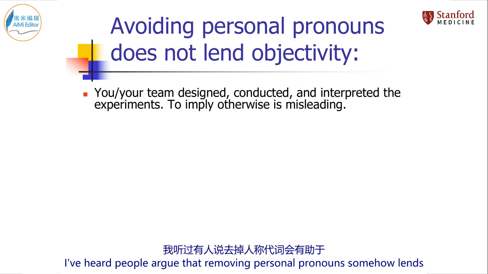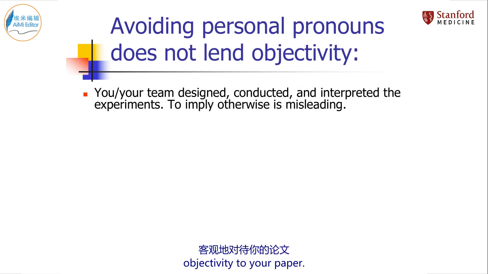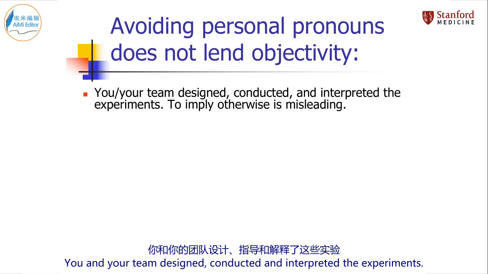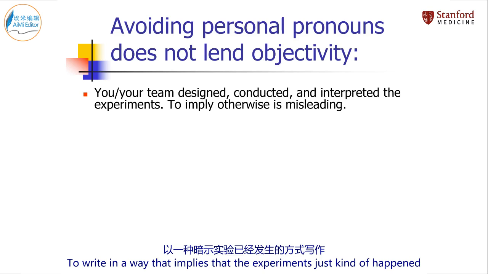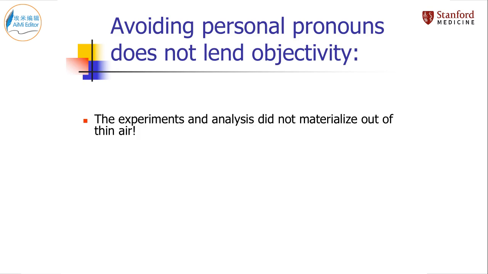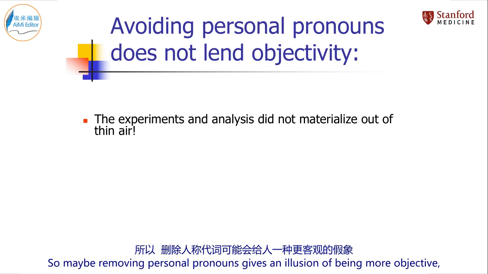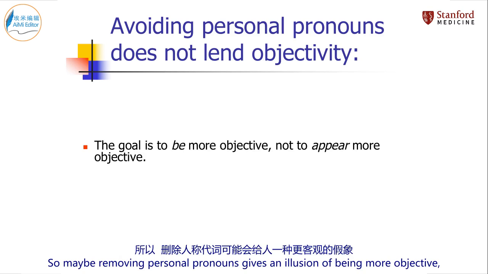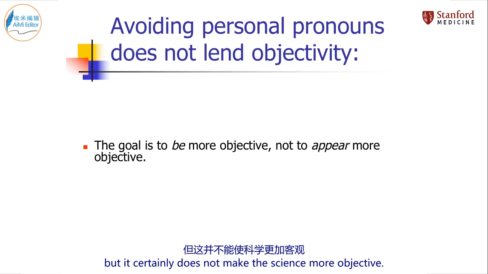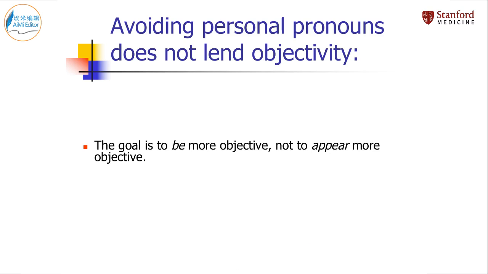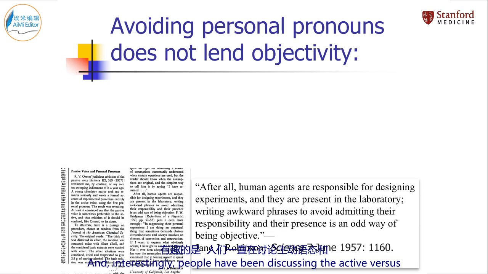I've heard people argue that removing personal pronouns somehow lends objectivity to your paper. I think that's just wrong. You and your team designed, conducted, and interpreted the experiments. To write in a way that implies that the experiments just kind of happened is misleading. The experiments and analysis did not materialize out of thin air. So maybe removing personal pronouns gives an illusion of being more objective, but it certainly does not make the science more objective.